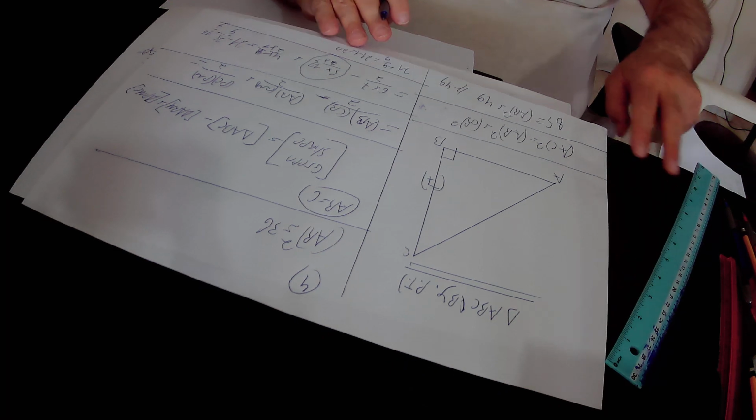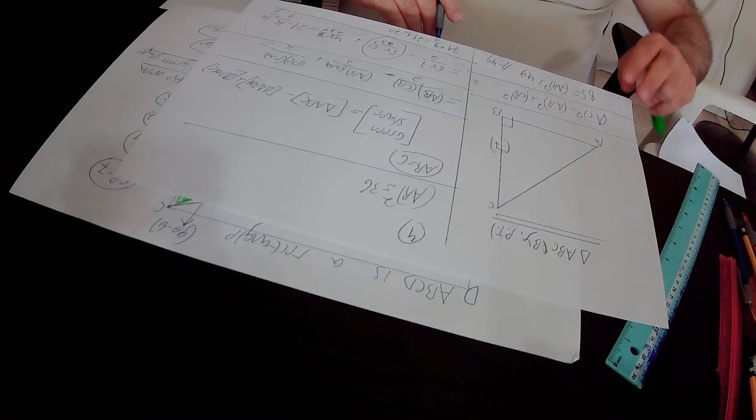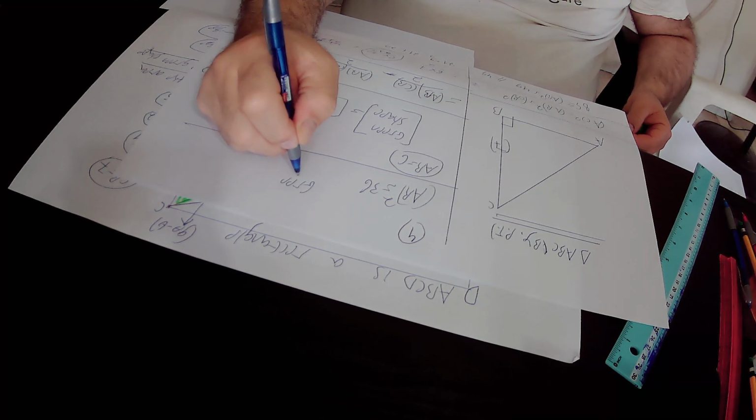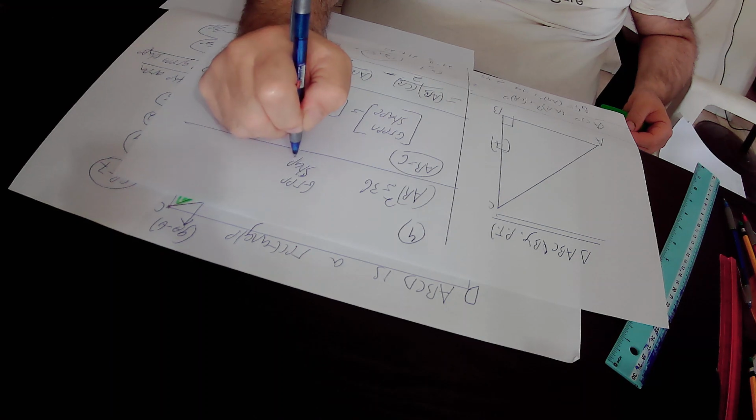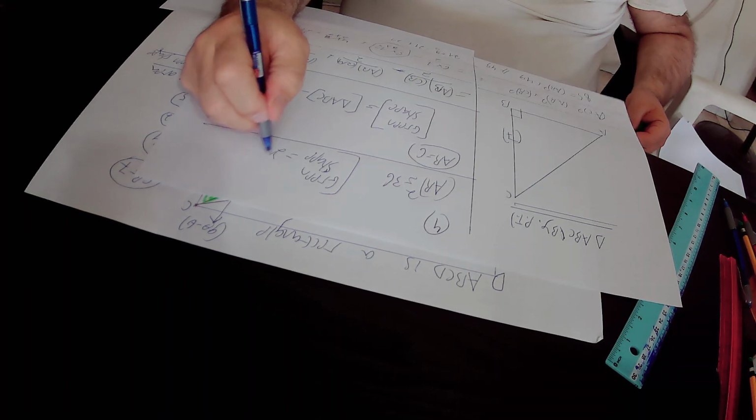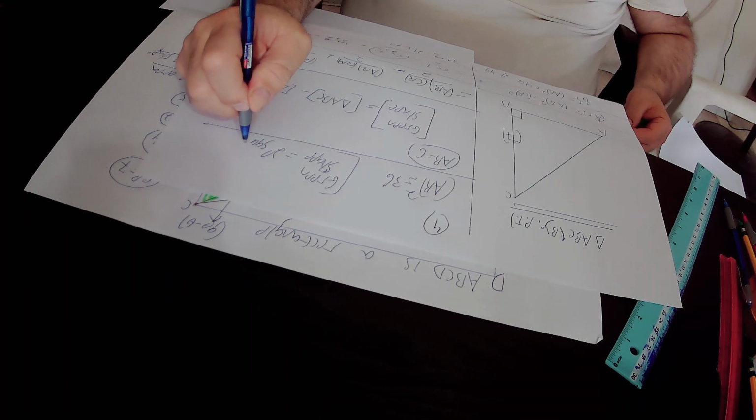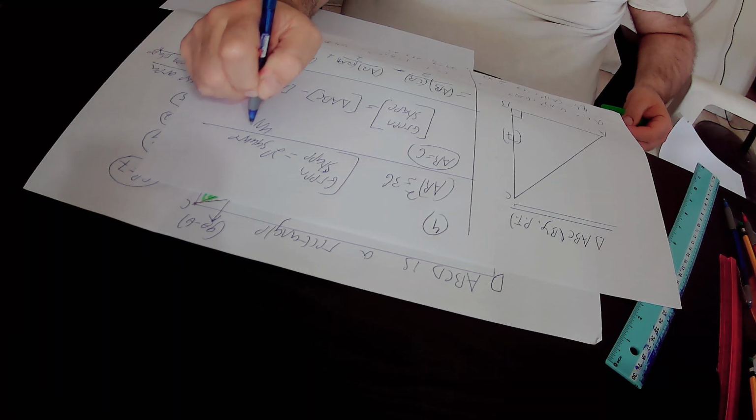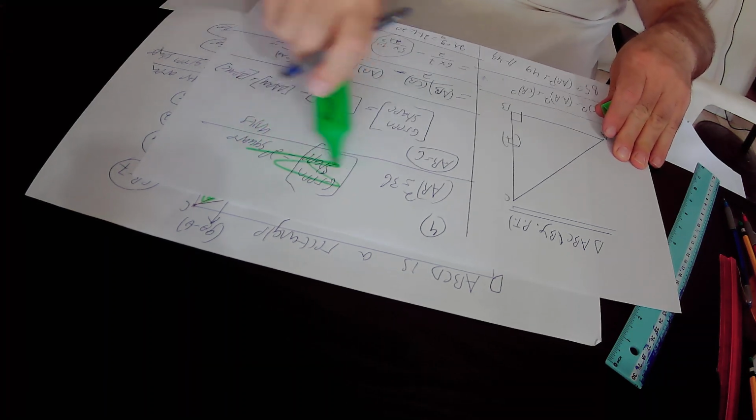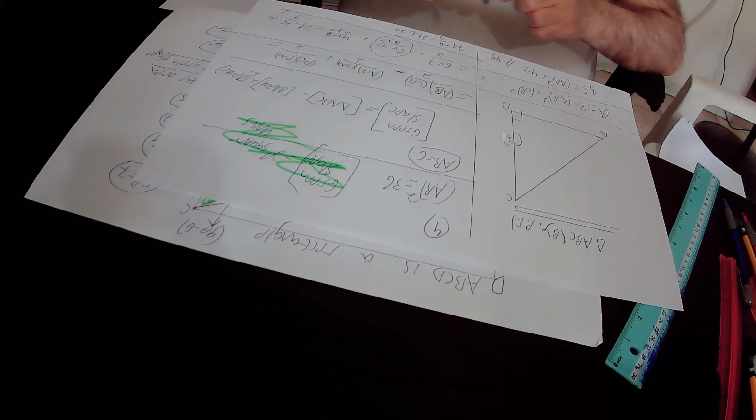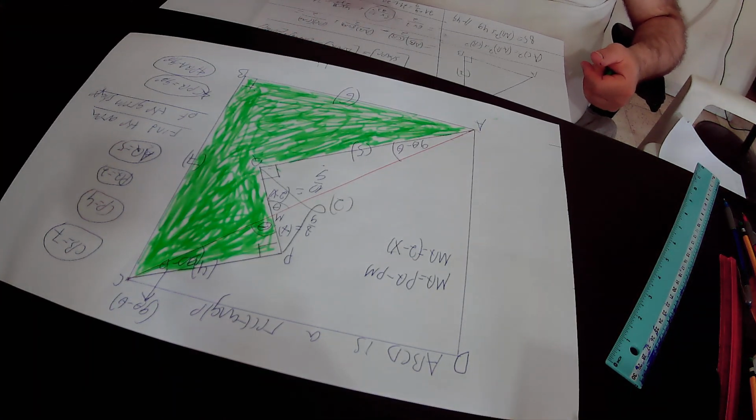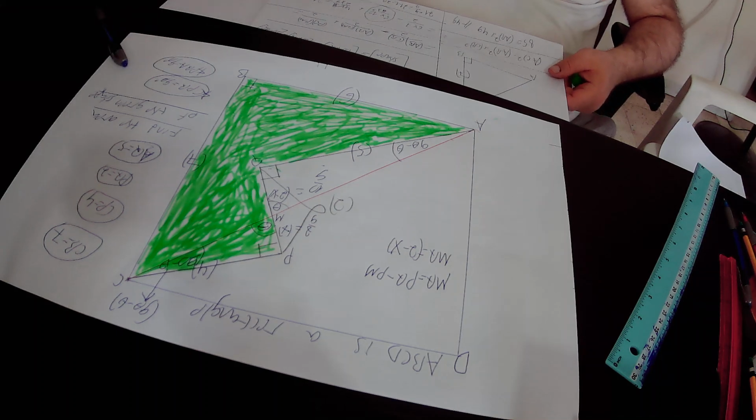So we actually found that the area of the green shape is equal to 20 square units. Repeat again, the area of this green shape is equal to 20 square units. In the next step, I'll summarize the lecture. We start with the first question.